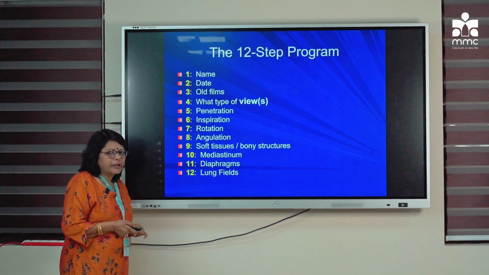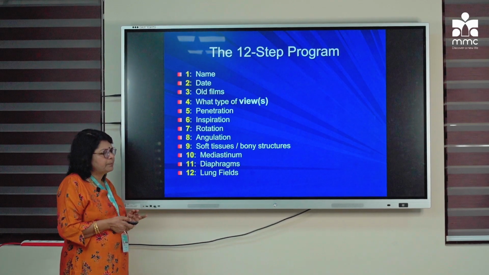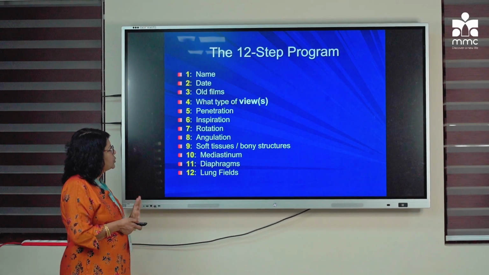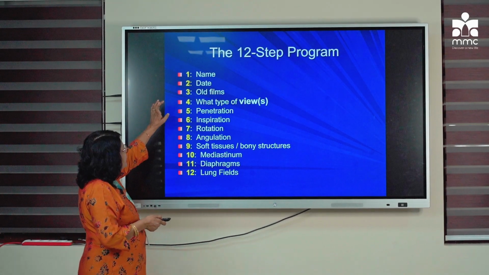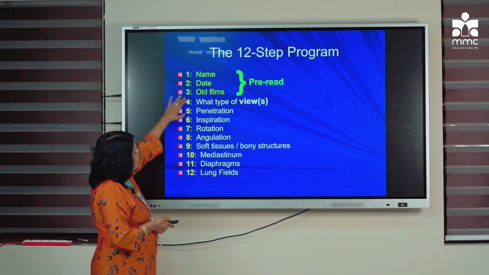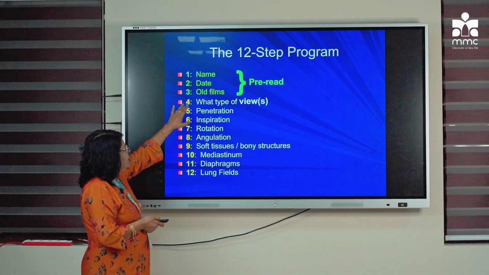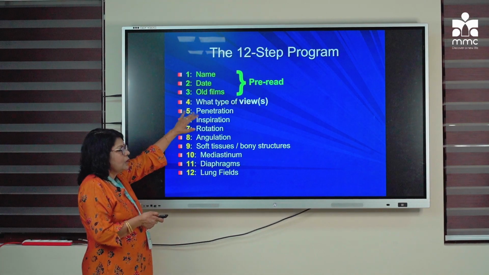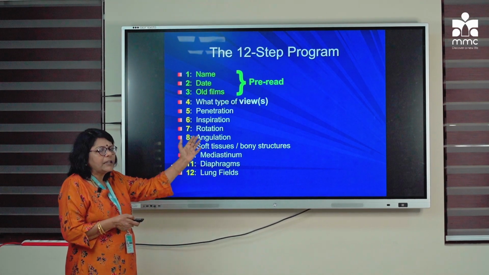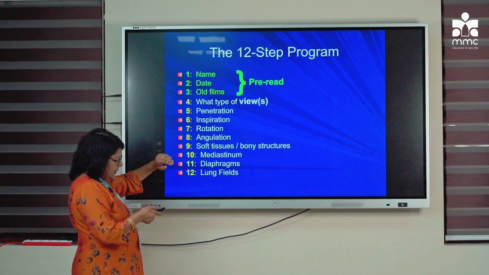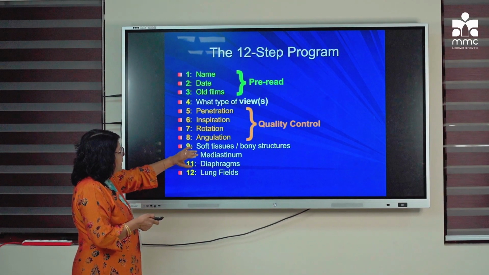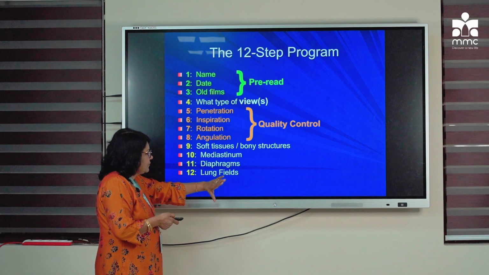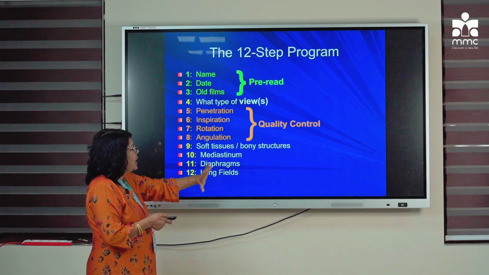To learn or interpret chest X-ray, you should know the 12-step program which starts from 1 to 12. All of you should remember. Steps 1, 2, 3 are a pre-read session which the radiologist has to read, because you should know the name of the patient, the date when the X-ray was taken, and always compare an old film to interpret the recent images. Then the types of views are decided by quality control, mainly by the radiographers and the radiologists who tell how to do it.